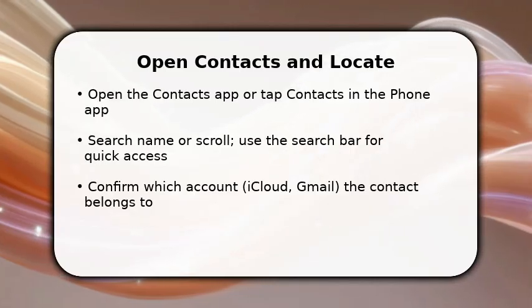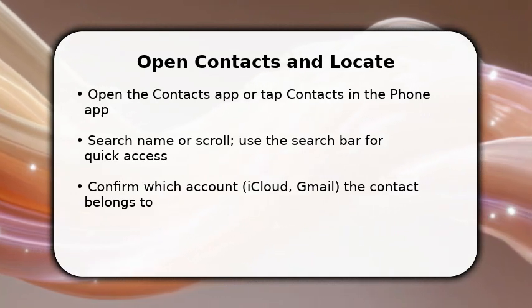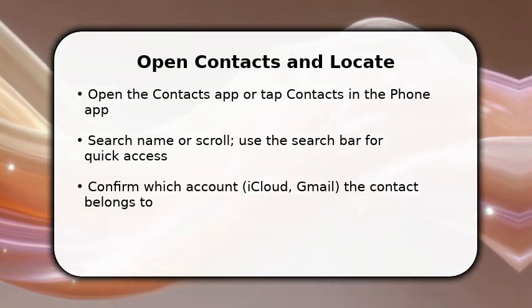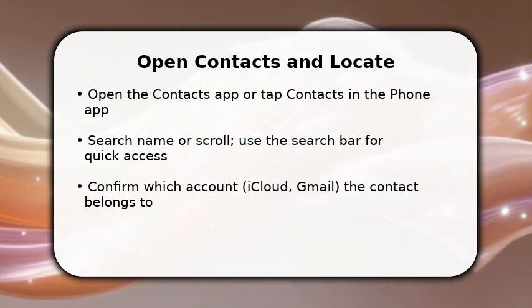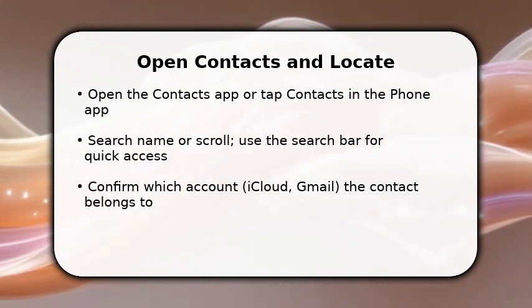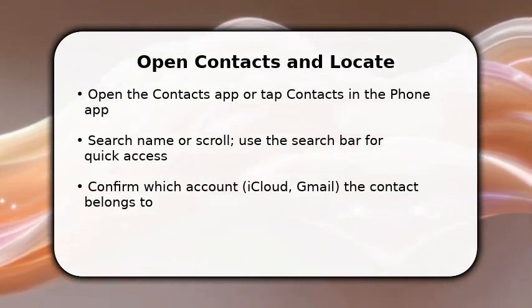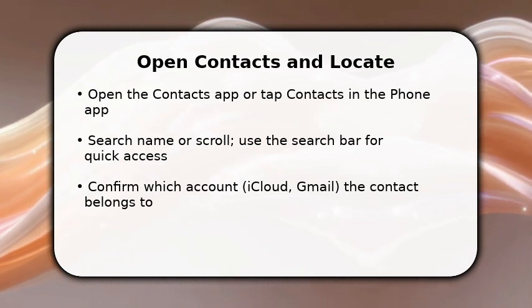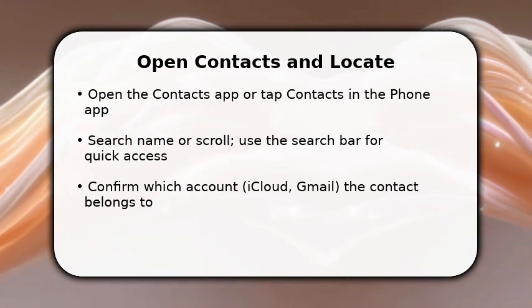You start by opening Contacts or tapping Contacts inside Phone so you can act immediately. Once you see the contact list, use the search bar to find the person you want to remove. This saves time when you have many entries. Make sure to glance at the account label under the contact name so you know whether it's stored in iCloud, Gmail, or another account, because where it's stored determines whether deletion syncs across devices.